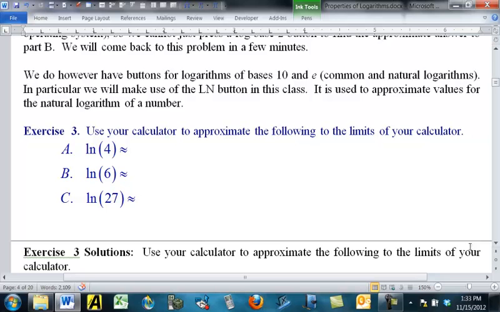So we can just do that pretty straightforwardly with the calculator. It's pretty easy to do. Go ahead and get your calculator out. Try those now. Press pause and then come back when you're done.